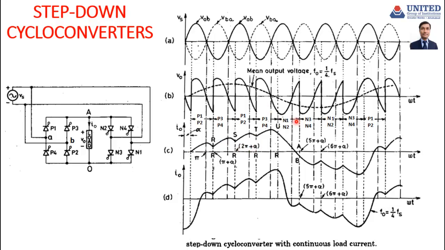Similarly, we can obtain the 4 negative half cycles when thyristors N1, N2 and N3, N4 are sequentially turned on, and each thyristor conducts for 180 degree duration. Therefore, finally we get the frequency of output voltage f0 equal to fs by 4.